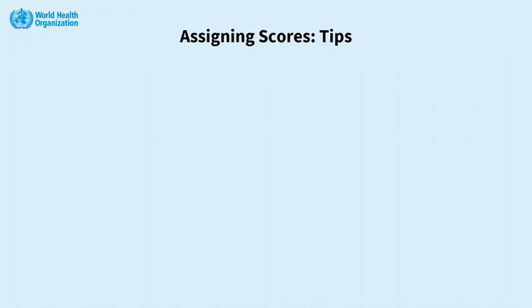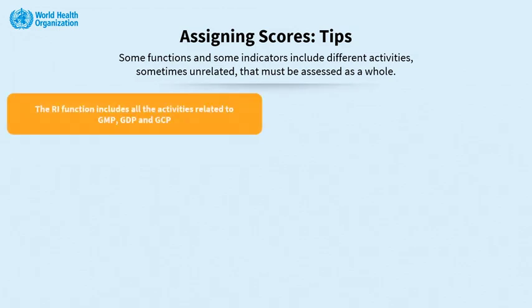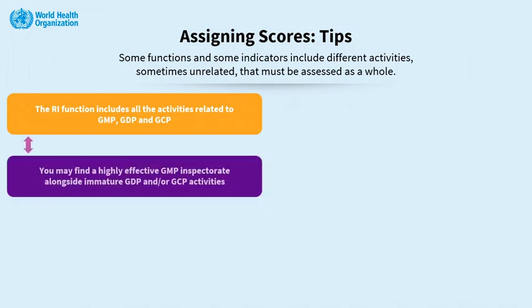Here are a few important considerations to bear in mind for assigning the correct score. Certain functions and indicators involve multiple activities which may be unrelated. However, it is important to assess them collectively as a whole. For example, the regulatory inspection function includes activities related to good manufacturing practices, good distribution practices, and good clinical practices. It is common to encounter a highly effective GMP inspectorate alongside immature GDP and GCP activities.